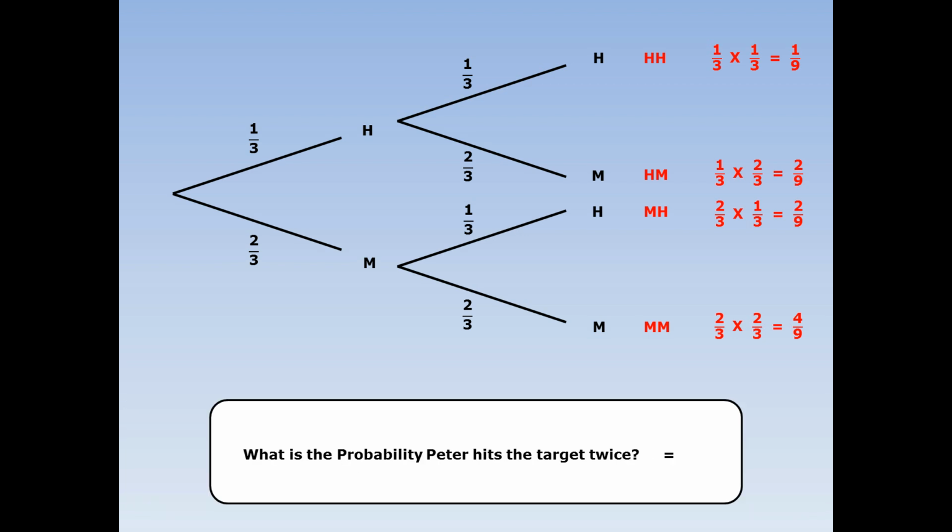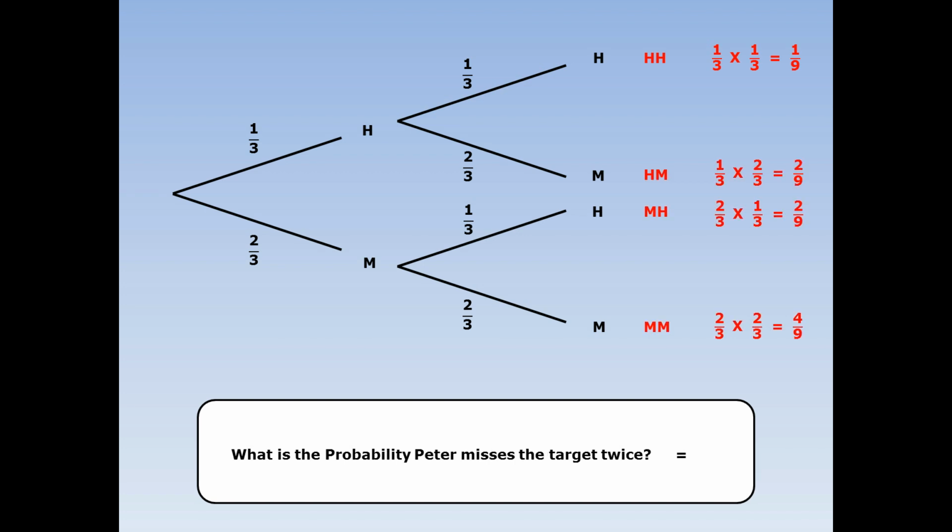What's the probability Peter hits the target twice? Well, this is a hit times a hit, which is a ninth. What's the probability Peter misses a target twice? This is a miss and a miss. The probability is 4/9.